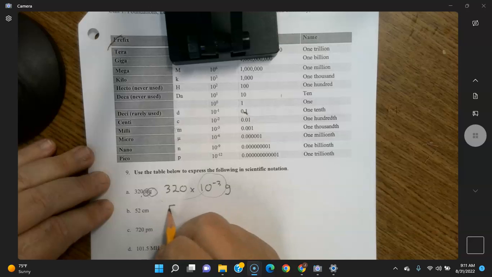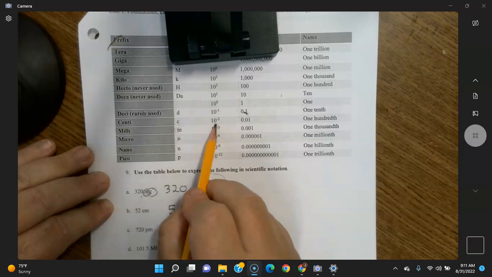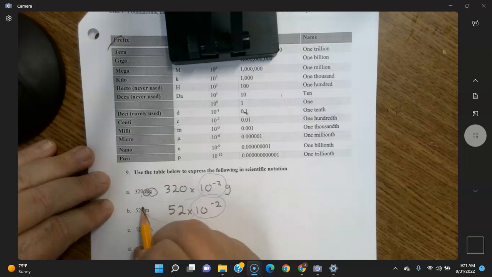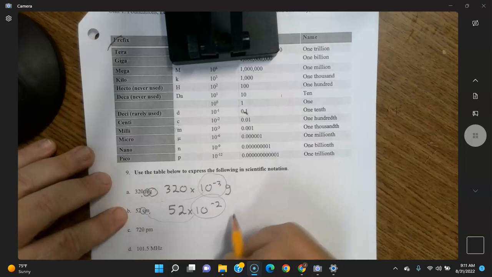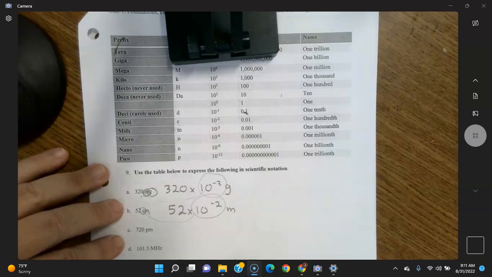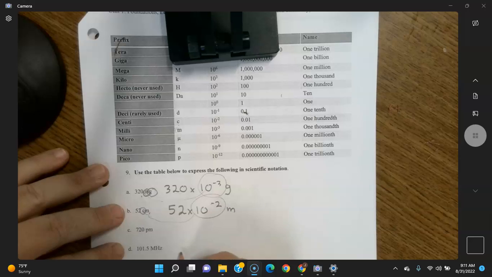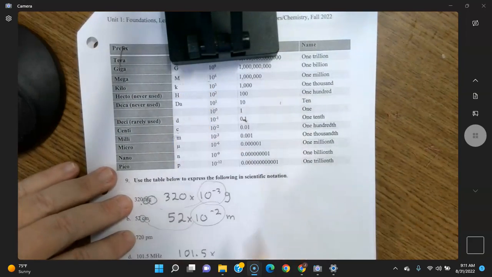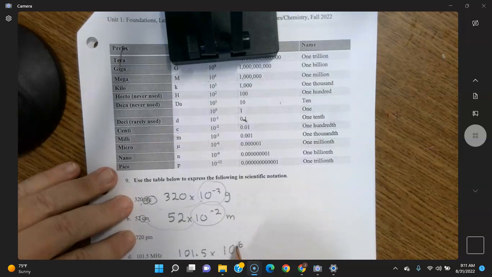52 centimeters is 52 times 10 to the what? Come up here, small c is 10 to the minus 2. So this takes the place of the c, and then you still have to put the meters over here. Okay? So we did all of these in class at one point. So 101.5 megahertz, 101.5 times 10 to the 6. 10 to the 6, that's a million. And that takes the place of the M, but you still have to put the Hz.